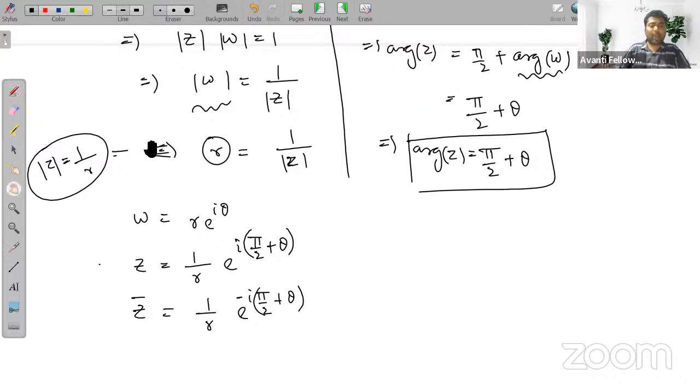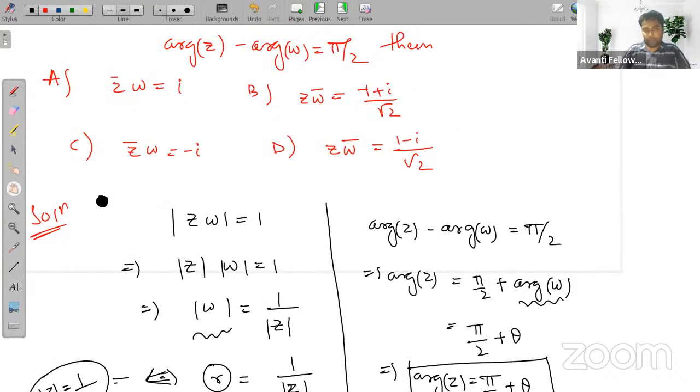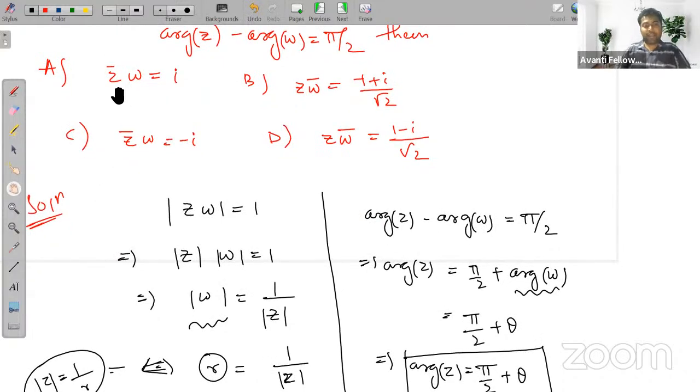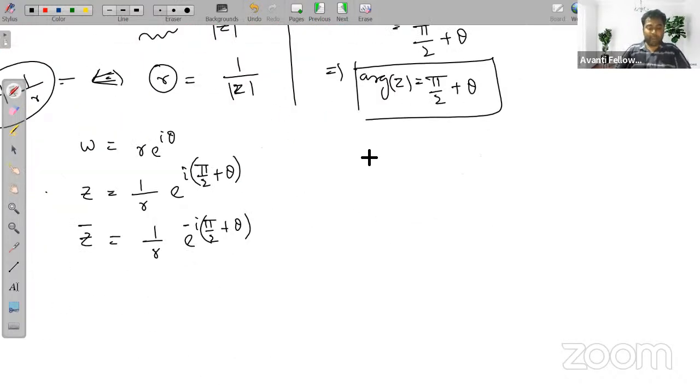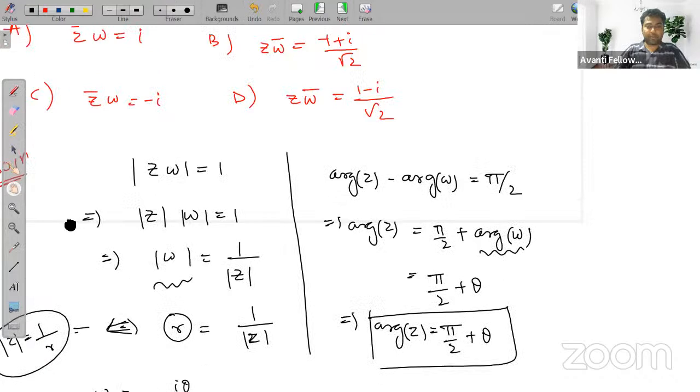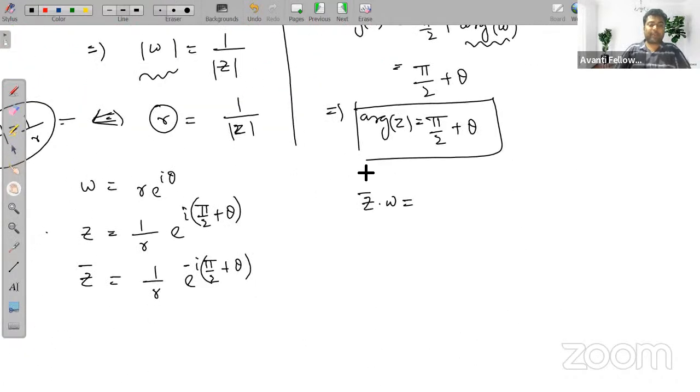Now we'll try to verify which of the following options is correct. One is z bar into omega, another is omega bar into z. So first we'll try to find z bar into omega. In all the options it is available, no? Yeah. So z bar into omega, if we try to find it, what is z bar?